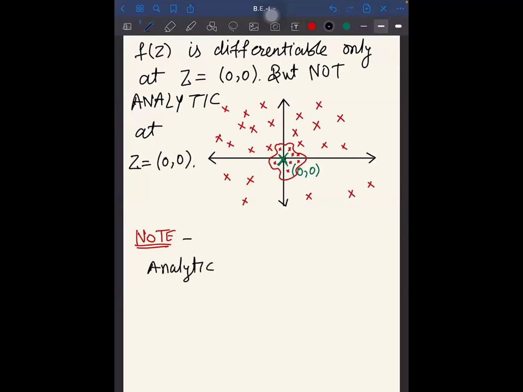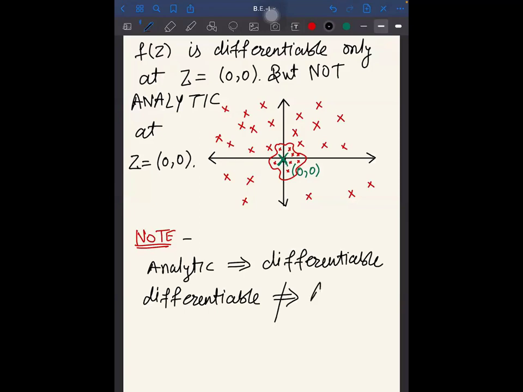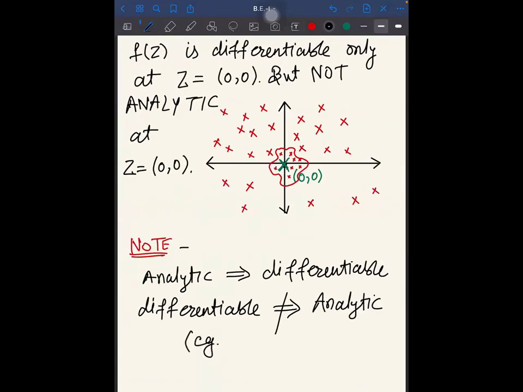Analytic implies differentiable, but differentiable does not imply analytic, right? Example इस चीज की क्या हुई? f(z) is equal to mod z square at z equal to 0, 0.